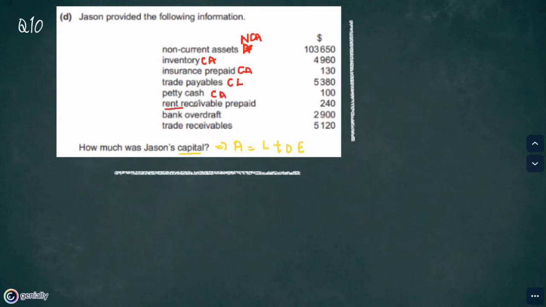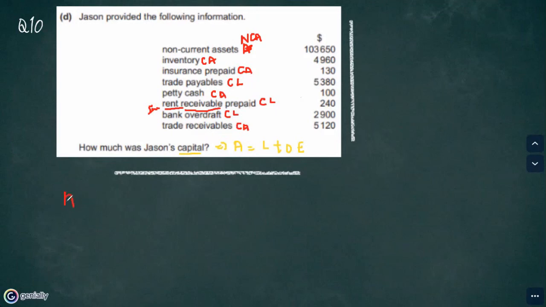Now, rent receivable is an income account, right? And it's prepaid. So, rent receivable prepaid is income prepaid, which means it's a current liability. Now, we have bank overdraft. Bank overdraft is a current liability as well, and trade receivable would be a current asset. Yeah, so we've labeled them. Now it's a matter of actually putting it where it belongs.